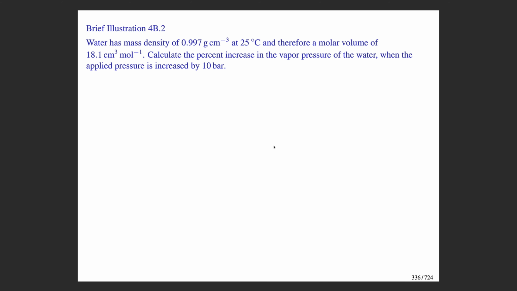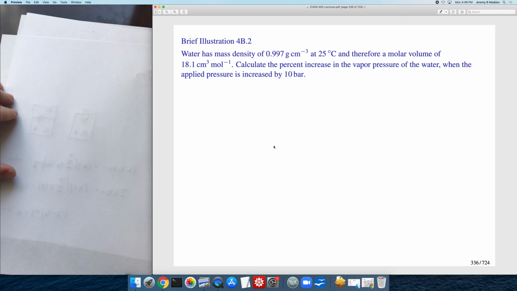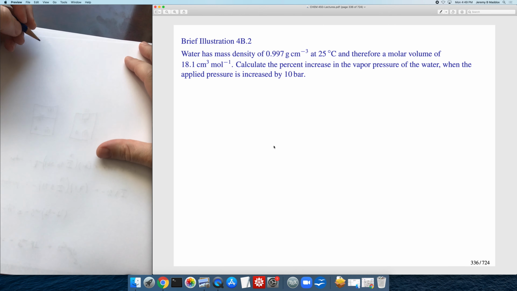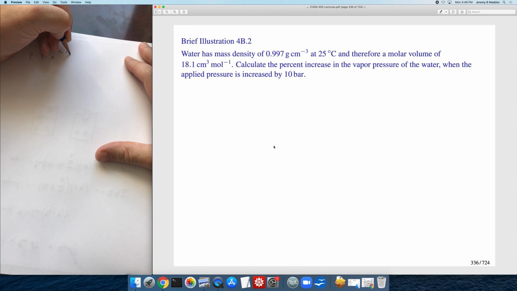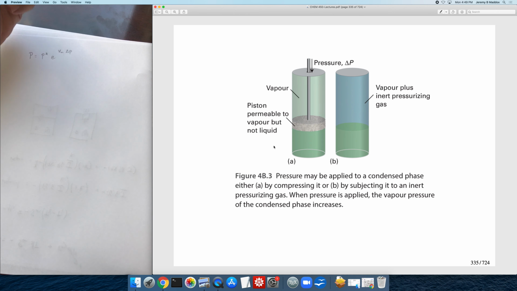So here's a little problem dealing with this effect on the vapor pressure. They want us to calculate the percent increase in the vapor pressure of water if the applied pressure is increased by 10 bar. And if I can remember the formula, it was something like P equals P star e to the molar volume of the liquid times delta P over RT. I thought that's probably what it was.